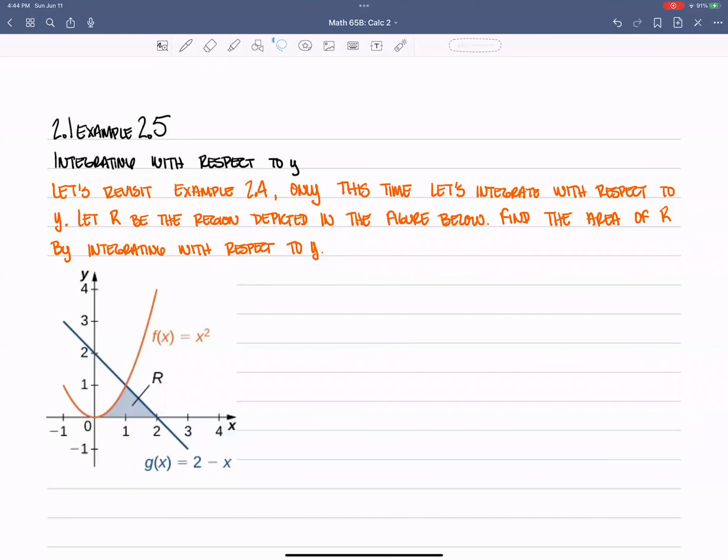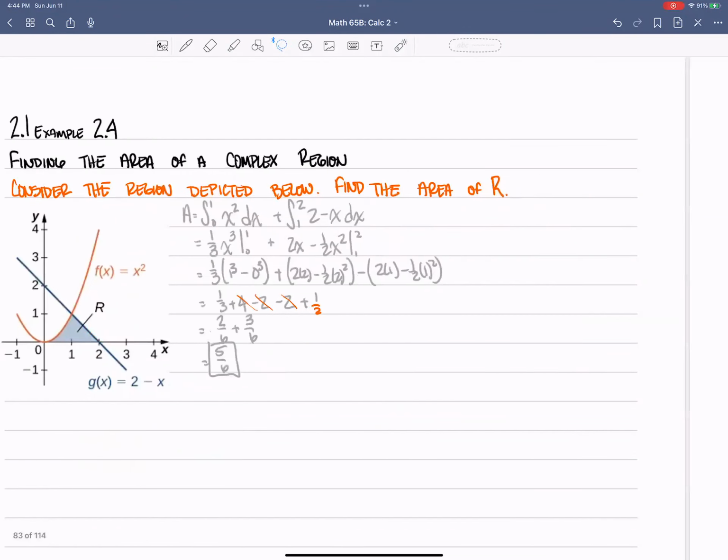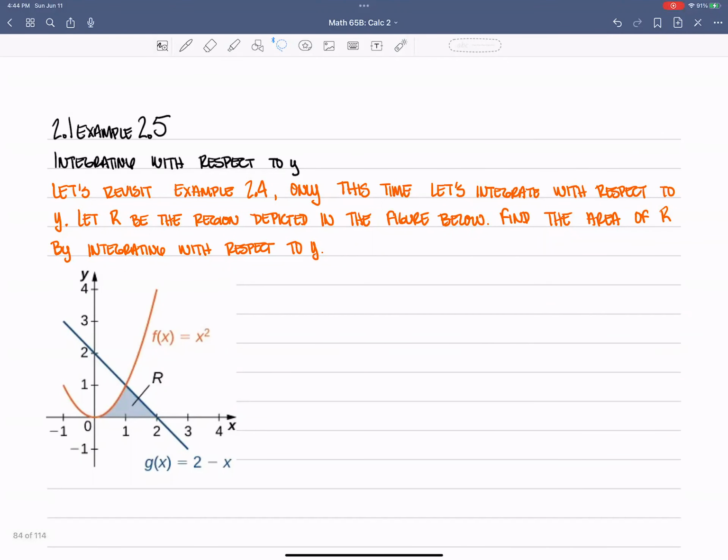Section 2.1, example 5, integrating with respect to y. Could we really do that? I don't know. Let's revisit example 2.4, which is just a previous example. Oh, wow, cool. Only this time, let's integrate with respect to y. Let R be the region depicted in the figure below. Find the area of R by integrating with respect to y.